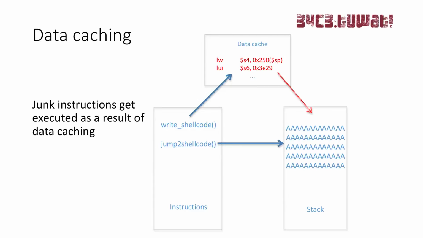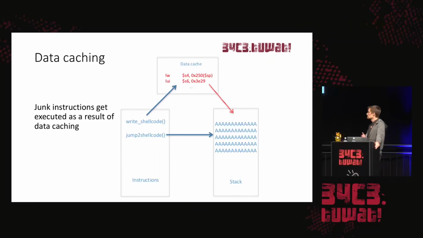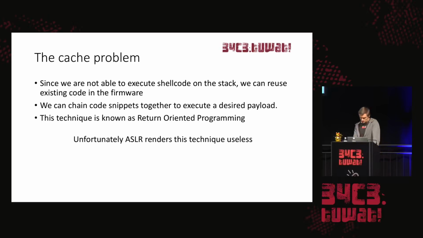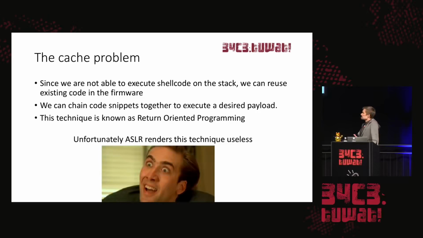And when we place our program counter on the stack, we end up executing garbage instructions, which results in a crash once again. So this is basically a data execution prevention. Well, it's not, it's cache, but the solution to this problem is the same as for data execution prevention, and it is return-oriented programming. But unfortunately, we still have ASLR, so we can't really jump to anything because it's at a random offset.